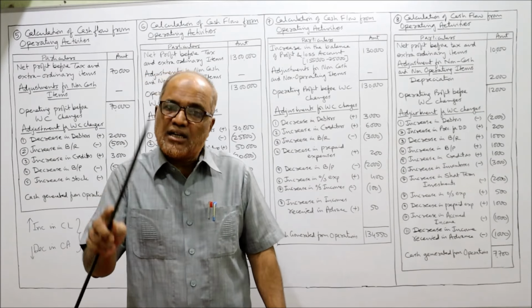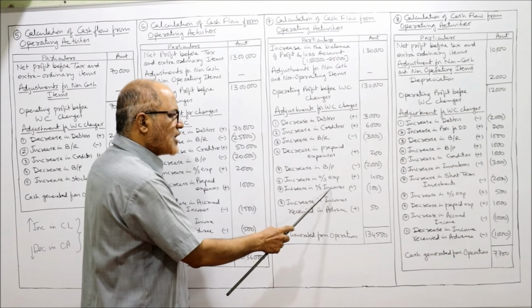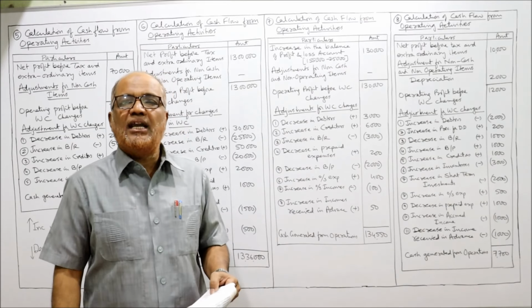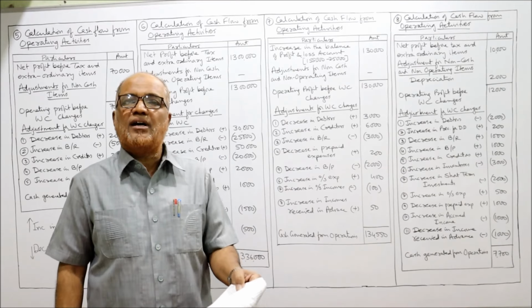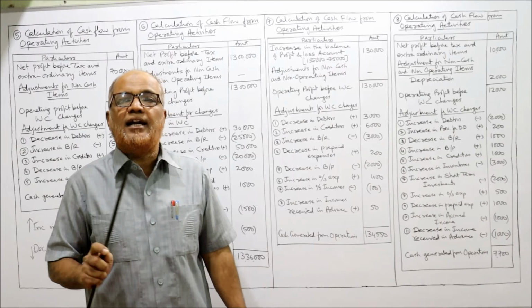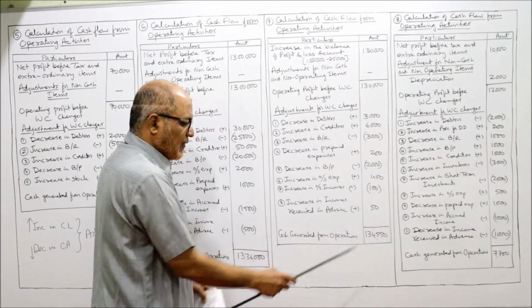Increase in current asset, deduct. So increase in accrued income, outstanding income, that should be deducted. Next one, income received in advance. It's a current liability. Last year 250, current year 300. So increase in current liability should be added. So increase in income received in advance, added 50.